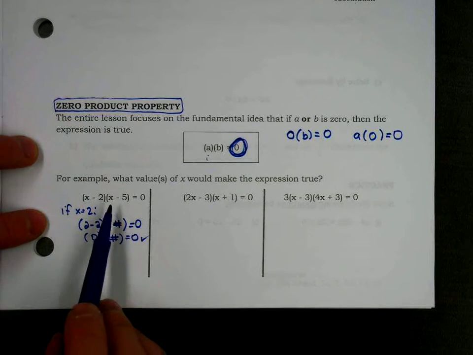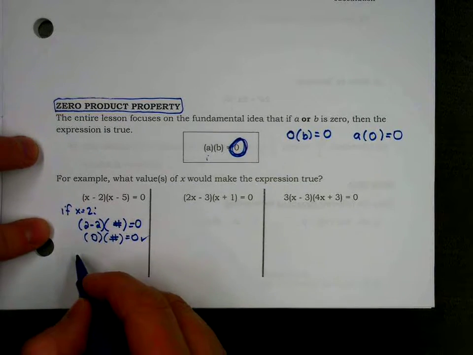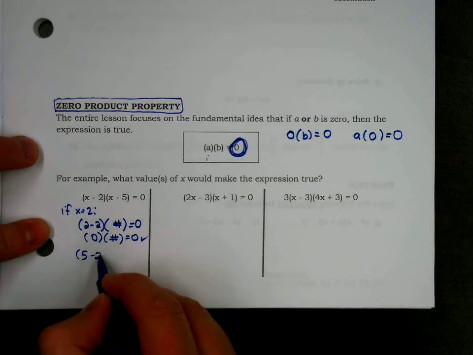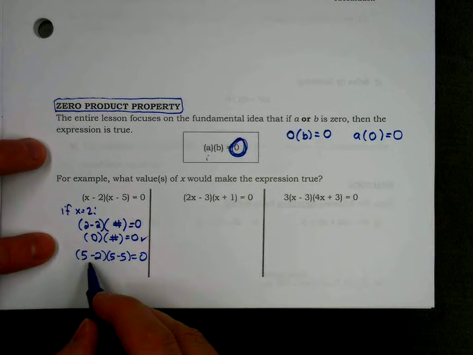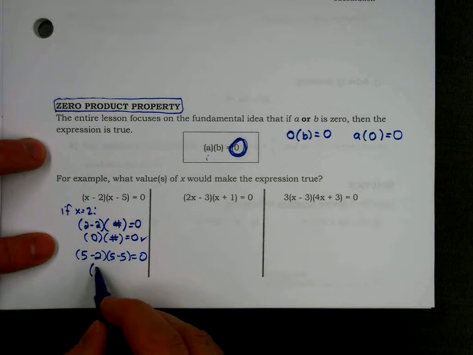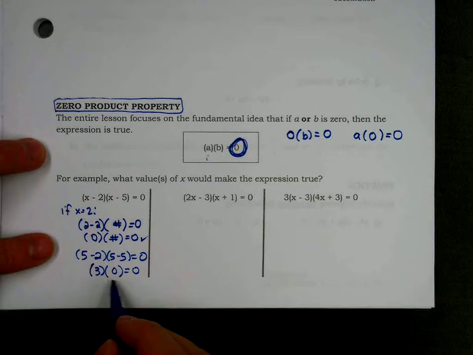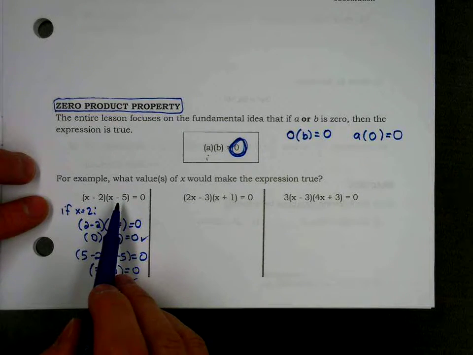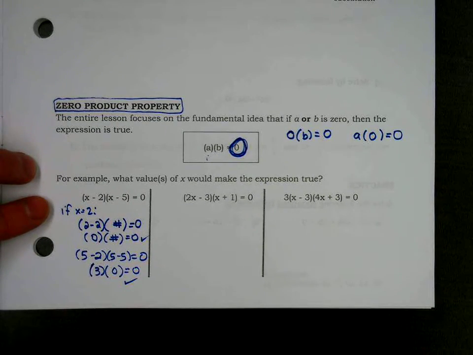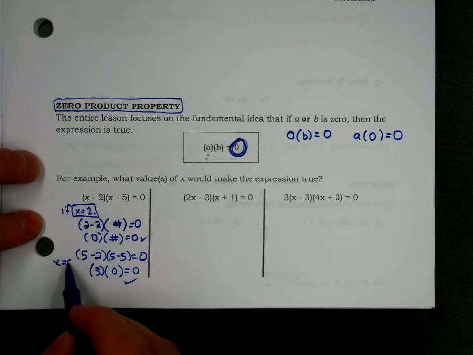Take a guess of what the other possible number might be. 5 minus 5. If we say 5 minus 2 times 5 minus 5, will we get a 0? Well, 5 minus 2 is a 3, and a 5 minus a 5 is a 0. And in fact, that is true. So if either binomial equals 0, it's a win. We can say that there will be two answers for this question: if x is 2 and if x is 5.